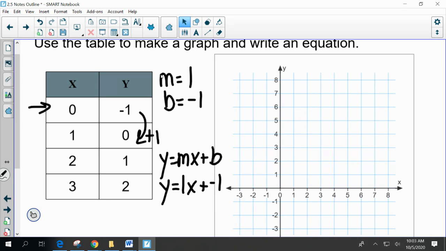Okay, so we're going to simplify this a little bit. y equals, you don't really have to have that 1 in front of the x, but we can put it there. And then if you take plus a -1, what are you actually doing? Subtracting. So we're going to put -1 instead of having 2 signs there. And then we need to graph it.